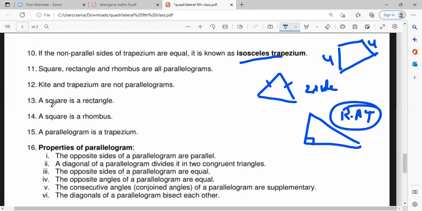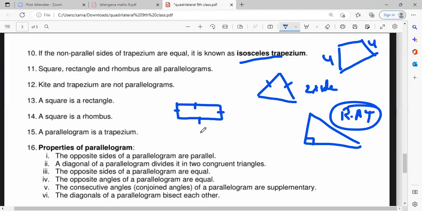See, why am I saying a square is a rectangle? For example, this is a rectangle, right? Square is also known as a rectangle, right? Why? Because in a square all the sides are equal, but it is somewhere a rectangle, right? It has four sides, right? So this can be a rectangle. A square is a rhombus as well. A parallelogram is a trapezium. See, a parallelogram is a trapezium and a trapezium is not a parallelogram. They are two different things, right?